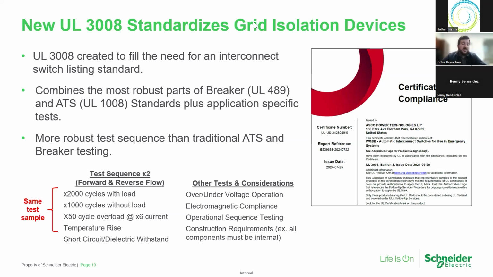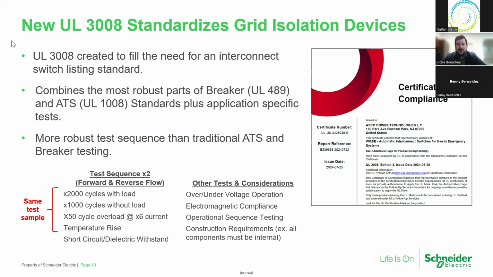Well, now, as I mentioned, things are bidirectional. Sources can become loads and vice versa, and things can be feeding in either direction on the same circuit. Every single test actually has to be done twice, once with current in the forward direction and again with current in the reverse direction, to ensure the equipment can handle both cases. So that's another dynamic that's different in UL 3008 than other standards you might be familiar with.